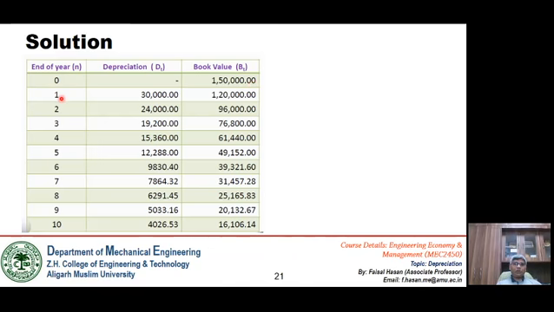Now in year 1, the depreciation amount comes out to be 30,000. You subtract it, and this will be the book value. Now again use this book value multiplied by 2 by 10, and that will be the depreciation amount. You subtract this from the book value, and it comes out to be this one. So this will be the book value at the end of year 2. Similarly, we can compute for the remaining years.